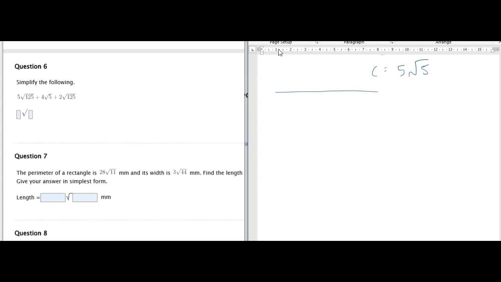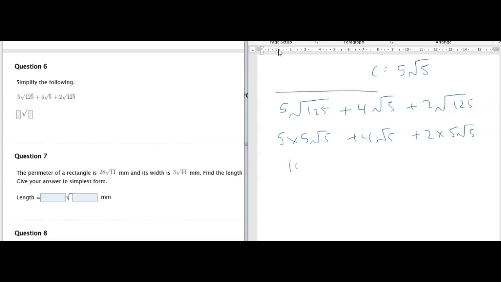Okay, question 6, we've got 5 root 125 plus 4 root 5 plus 2 root 125. We did root 125 in the previous question, so I know that's going to be 5 times 5 root 5. I'm going to cheat there. This one we don't simplify, and then this one here is 2 times 5 root 5.